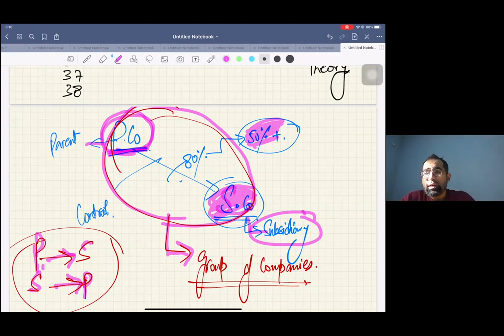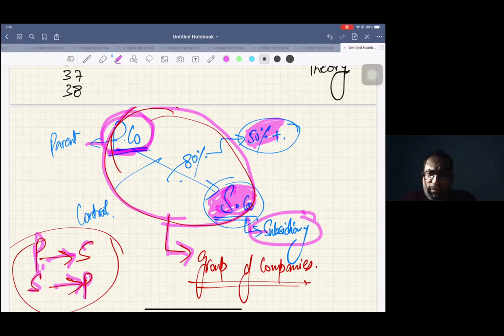Plus in your F3 basic level, you just studied the inventory exchange, P to S and S to P sale of inventory. Here you will have to study P to S and S to P sale of fixed asset as well. And there will be a lot of theory in consolidation like IFRS 10, IFRS 3 that we will also cover in this consolidation area.